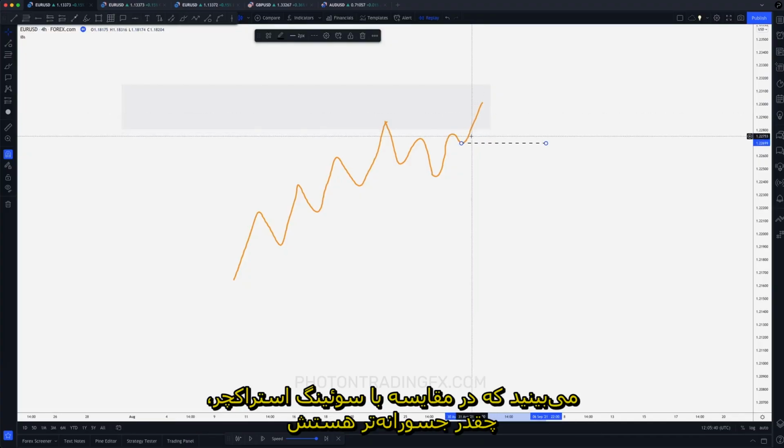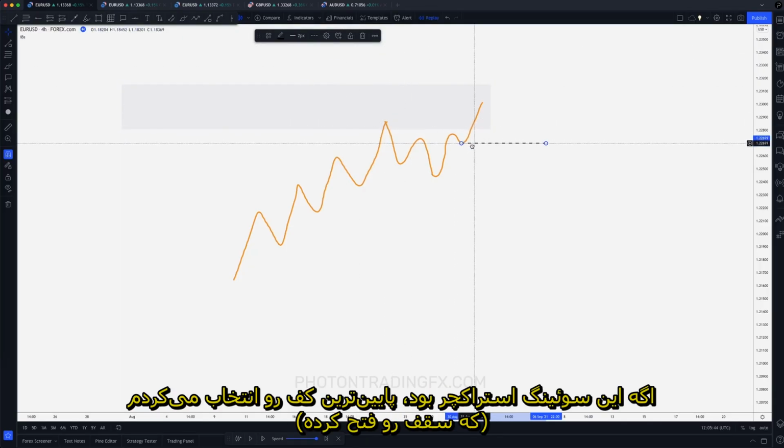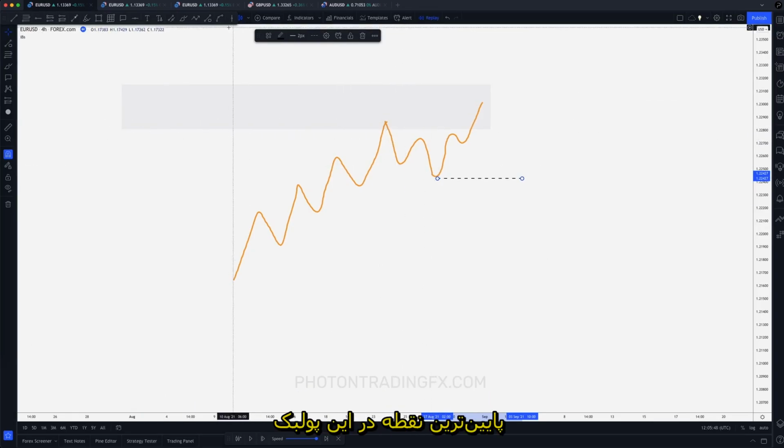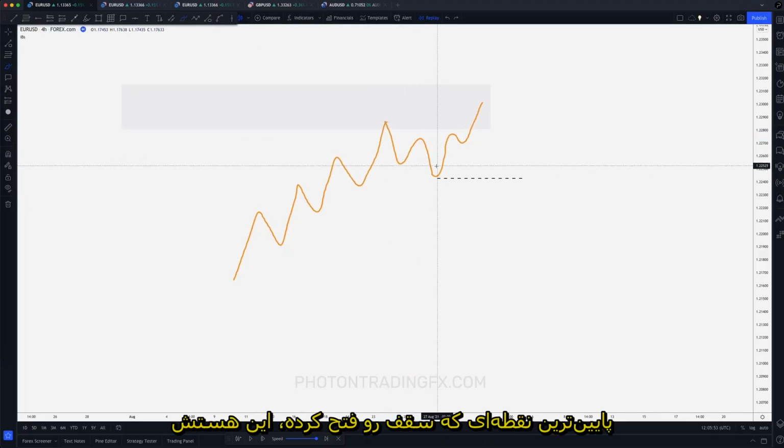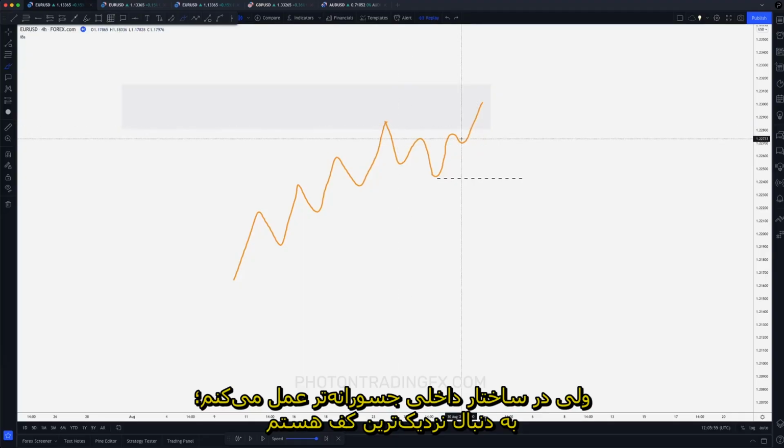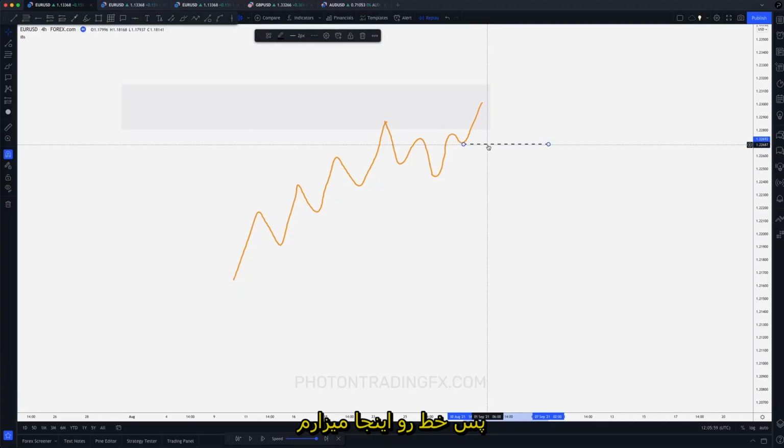Okay, so you can see how it's more aggressive than what we do for swing structure, because if this was swing structure, I would be taking the lowest point that took out the high. Okay, so the lowest point in this pullback, the lowest point that took out this high, that would be here. But for internal structure, I'm more aggressive. I want to look at the nearest low, okay, that I would need to see go, right?